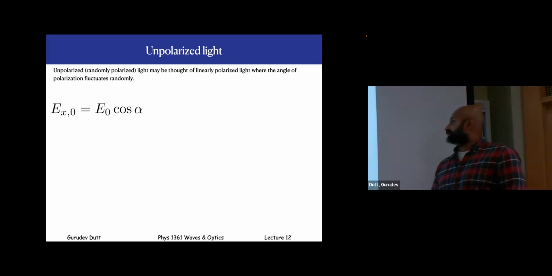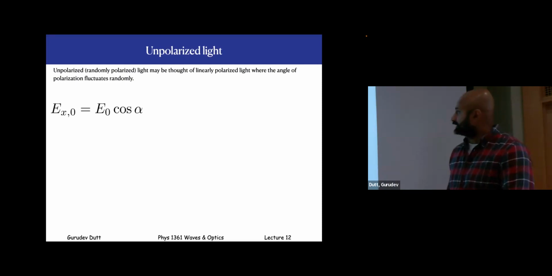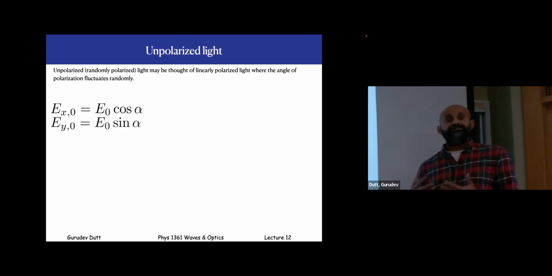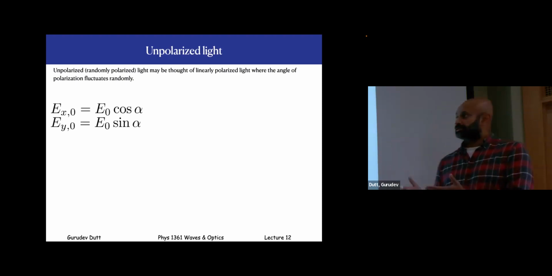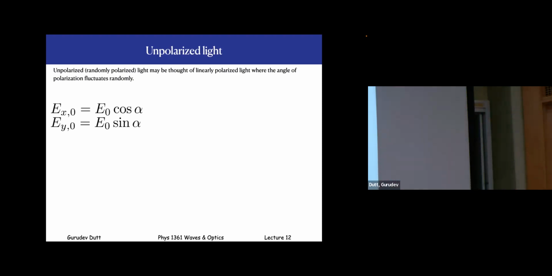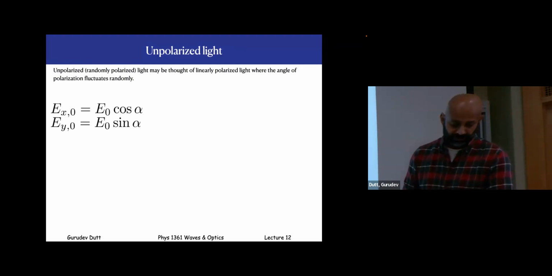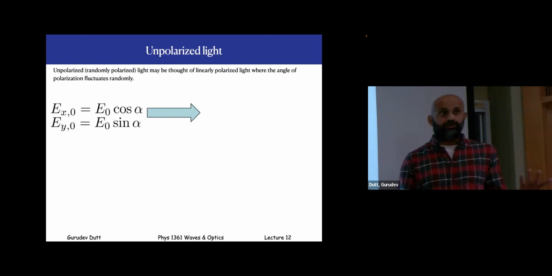So again, if I think of the polarization state as fluctuating randomly, remember Ex0 is E naught cosine alpha, Ey0 is E naught sine alpha. And now, for both cosine and sine, alpha is a random variable rather than a fixed value. That's how you should think of this polarization state. So this alpha is no longer fixed, but a random value that fluctuates very quickly, so that in any one observation of the polarization, we are averaging over all the possible directions of the polarization. Then in that case, you can show that the average value of Ex0 and Ey0 is 0.